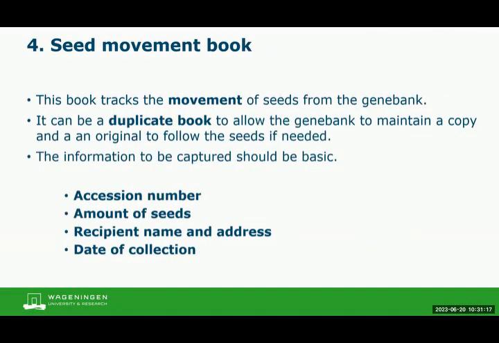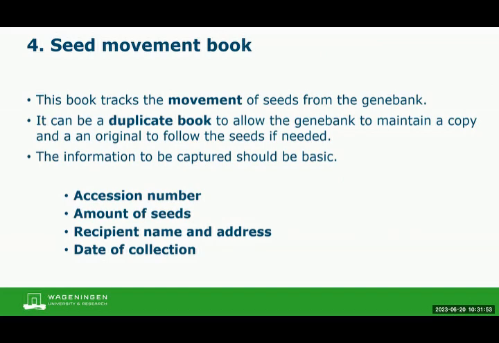And again, the seed movement book. The seed movement book, you are all aware of. It is just a kind of a stock register. It actually has a counterfoil. It tracks the movement of seeds from the seed bank or the gene bank. It can be a duplicate book to allow the gene bank to maintain a copy. Suppose we have a certain wheat variety, around 50 kilograms, and a member of the community seed bank has taken around 10 kilograms from it.